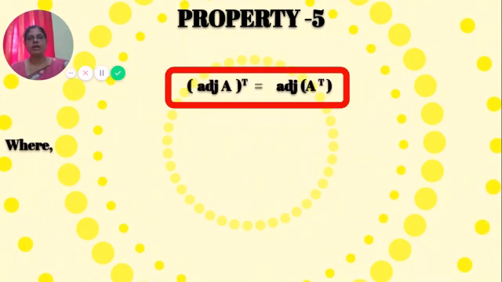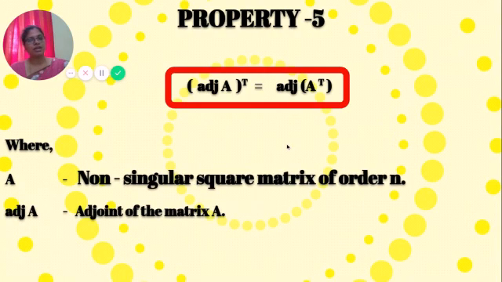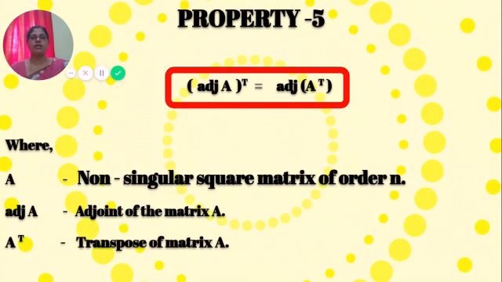Now we'll see the fifth property. The adjoint of A, the whole transpose, is equal to adjoint of A transpose, where A is a non-singular matrix of order n, ADJ A denotes the adjoint of matrix A, and A superscript T denotes the transpose of matrix A.